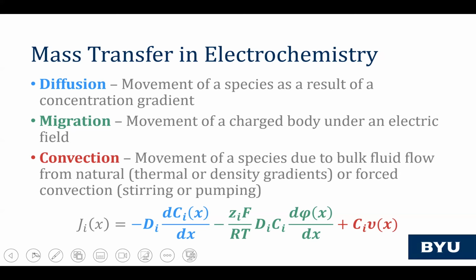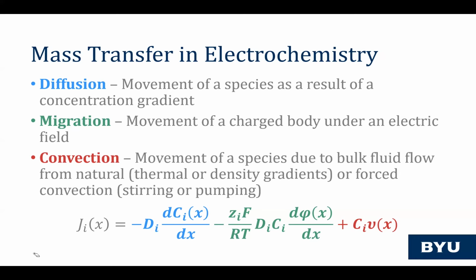Diffusion is the movement of a species as a result of a concentration gradient. Migration is the movement of a charged body under an electric field. And convection is the movement of species due to bulk fluid flow from natural, like thermal or density gradients, or forced, like stirring or pumping convection. It's color-coded here. You can see how it works out mathematically.